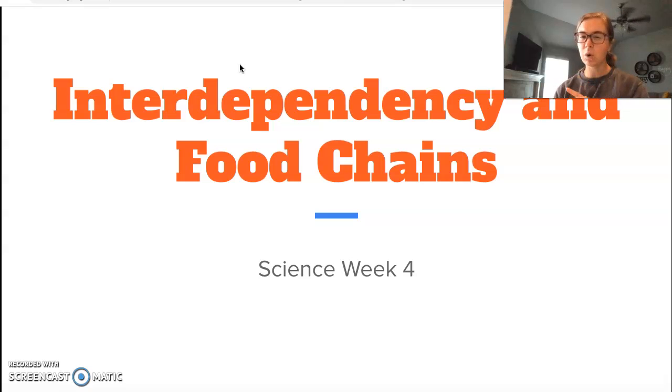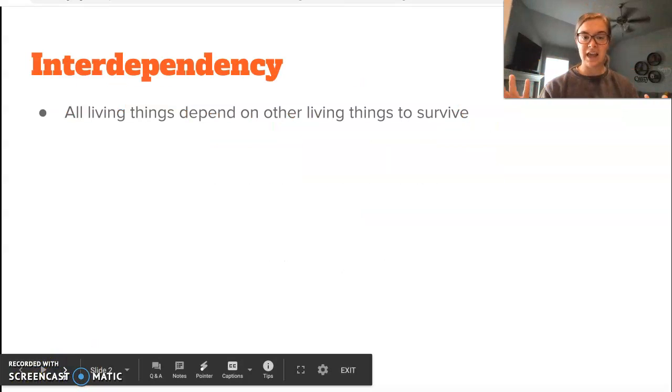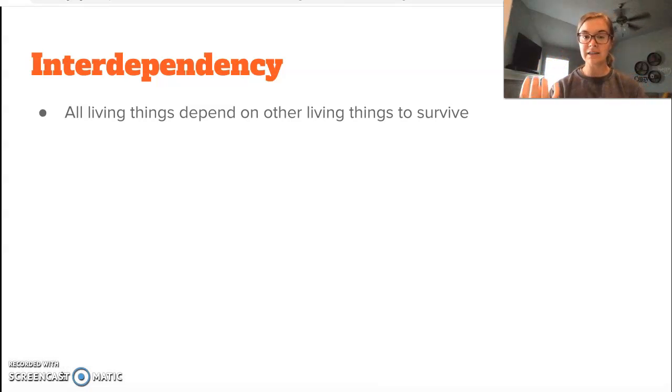Now remember, that's a big word that we learned. And all that it means is that all living things depend on other living things to survive. So the grass is a living thing, and it depends on other things to survive. So we all depend on each other in different ways.